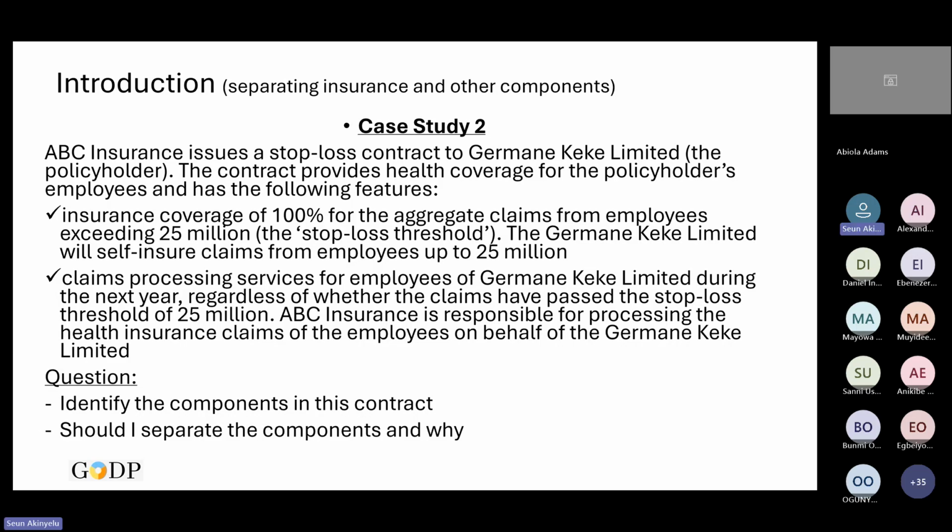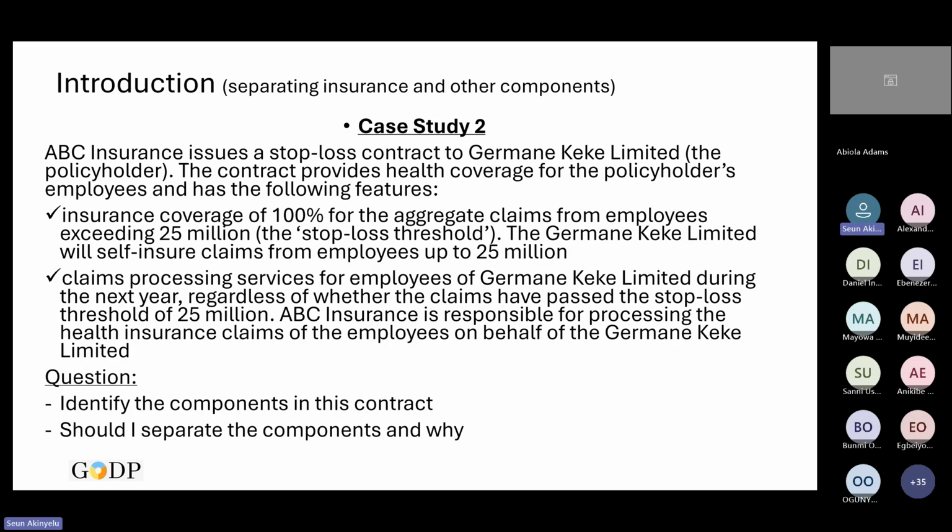Okay, so let's look at it together. What they explained to us here is that it's just one contract that this Germain Keke issued. One kind of contract. However, there's a stop loss inside it. There's a stop loss threshold, which says that Germain Keke will, if there's a claim from his staff up to 25 million, they will pay. However, even if there's a claim, all claims are registered by ABC Insurance, whether they are 1 naira, 2 naira, or 10 naira. It is still ABC Insurance that will register it.